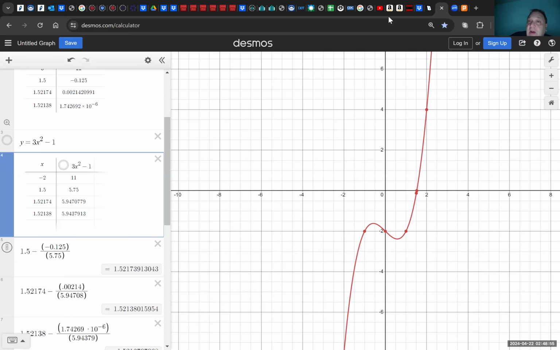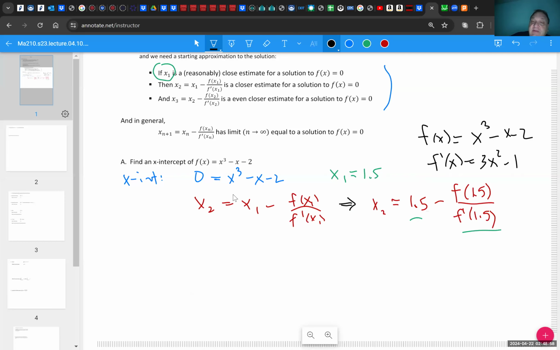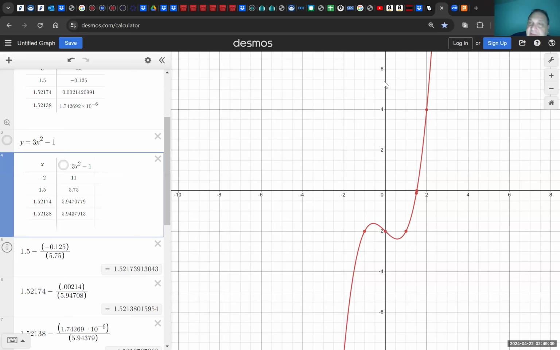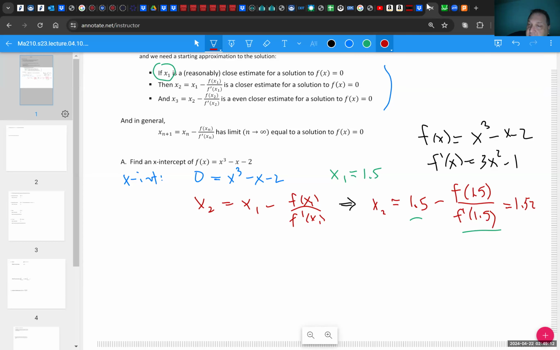So now what do I do with this? Well, I'm going to put it back into the function. This is my x2. So x2 was 1.521739. I'm running out of room. Anyway, so it's a bunch of decimal places. So now I do my x3. And that's going to be the exact same formula, but now with our new better guess plugged in. So we plug in the x2 and the function evaluated at x2 and the derivative evaluated at x2. And that will give me my next guess.